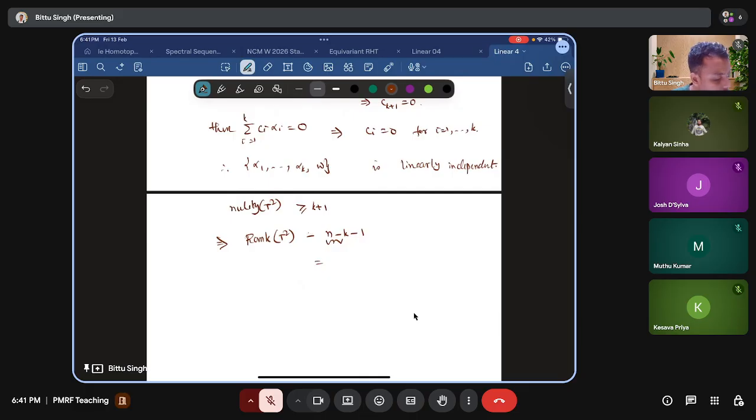So this is actually, sorry, this is n minus nullity of T square. This is less than or equal to n minus k minus 1. But n minus k is the same as rank of T. This is rank of T minus 1. From here it is clear that rank of T square is strictly less than rank of T.